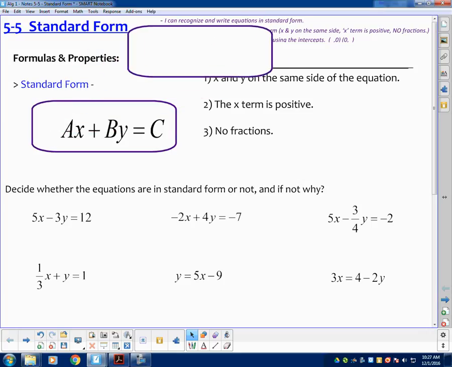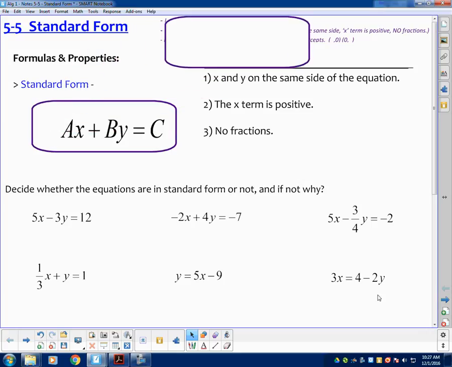So here's standard form. It's ax plus by equals c. You'll notice that the x and y terms are on one side of the equation and equal to a number. That's what c is on the right, on one of the sides. So you'll see the x and y terms grouped together.